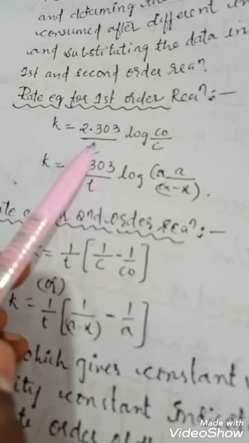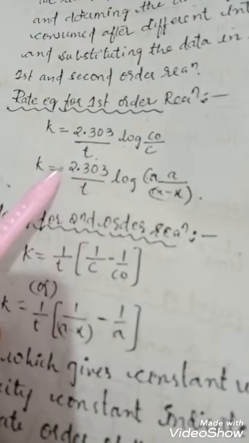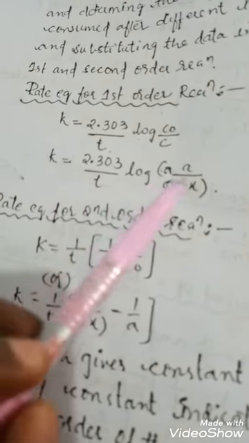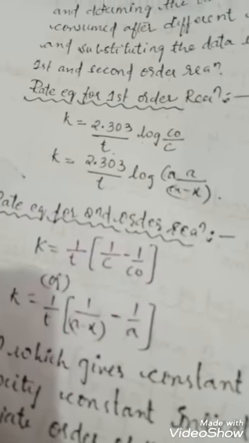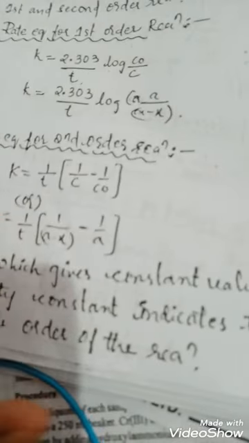So K equals 2.303 by T log C naught by C, which is 2.303 by T log A by A minus X. The rate equation for second order reaction is K equals 1 by T, 1 by C minus 1 by C naught.